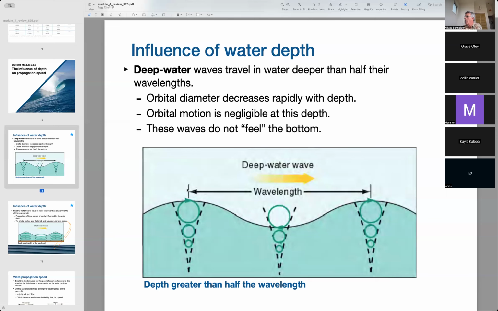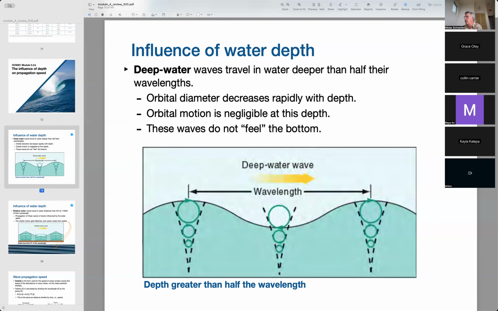That has to do with the orbital motions of the water parcels as the wave passes through. These orbital motions are, for the deep water waves, basically circles with an amplitude that decreases exponentially with depth, related to a fraction of their wavelengths.